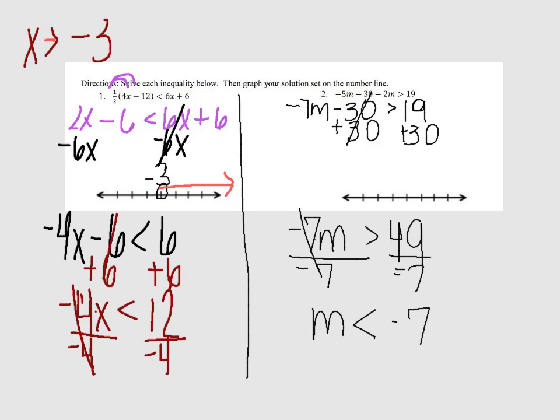Now my final step is to graph this. It is an open circle because it is not included, and I shade to the left because it is less than.